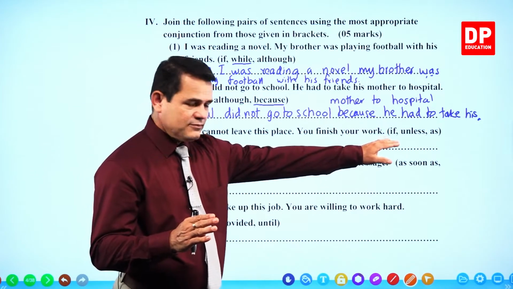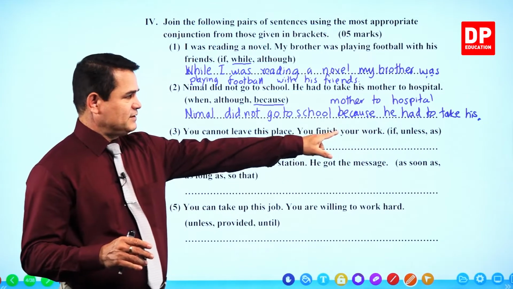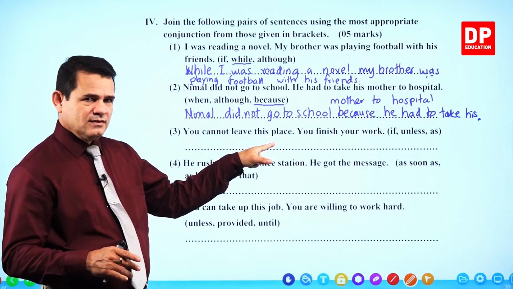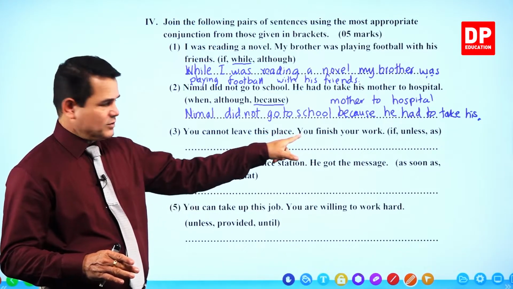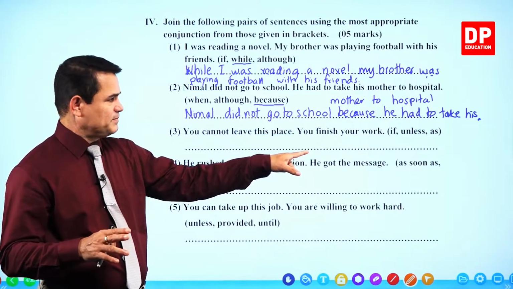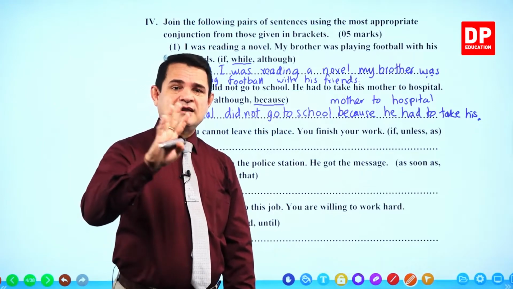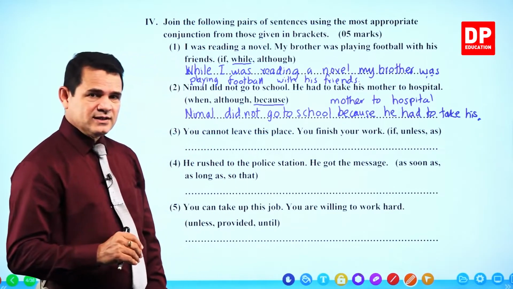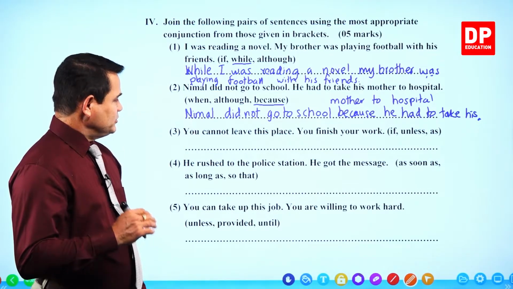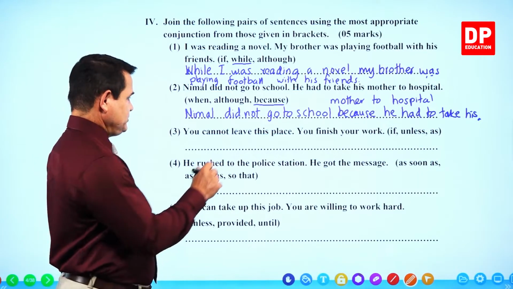Joining words if, unless, as. If you use if කියන එක පාවිච්චි කරොත් you cannot leave this place. You finish your work. ඔයාගේ වැඩේ ඉවර කරොත් මෙතනින් යන්න බෑ. No. unless means නැත්නම් මේක ඉවර කරේ නැත්නම් ඔයාට යන්න බෑ. අන්න ඒ වගේනේ ඉන්න ඕනේ. as කිව්වොත් නිසා වගේ. right? So then you cannot leave this place unless you finish your work. You can join it.